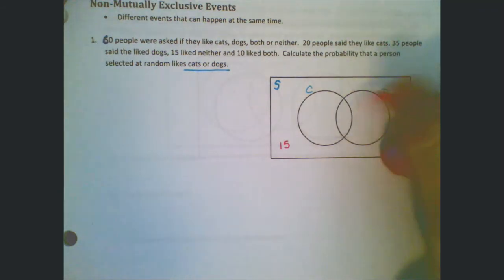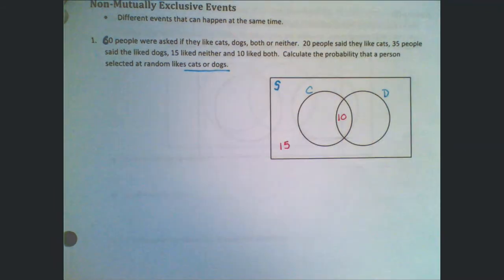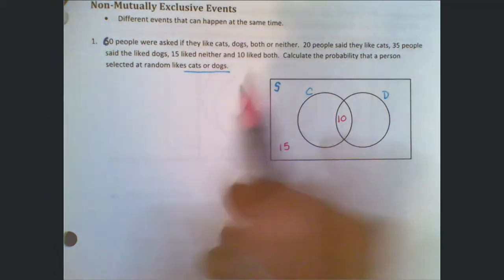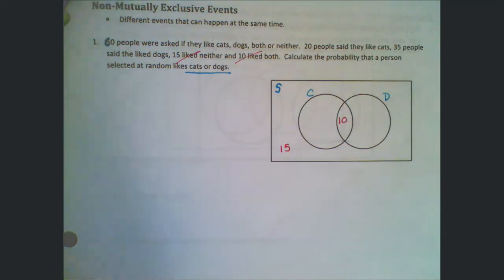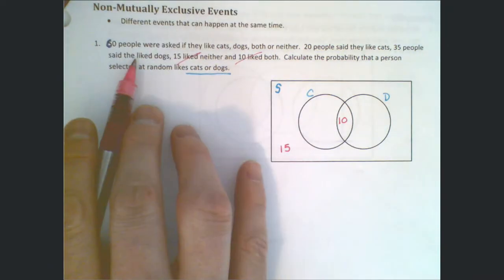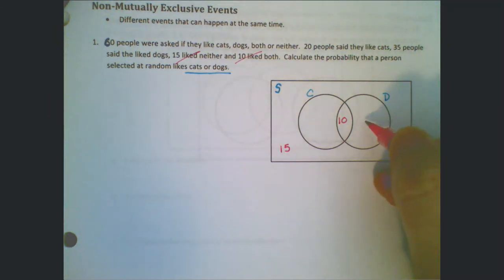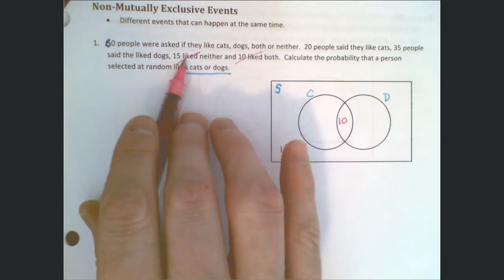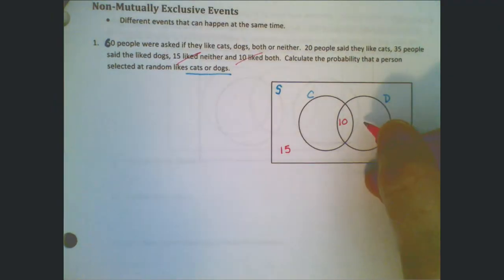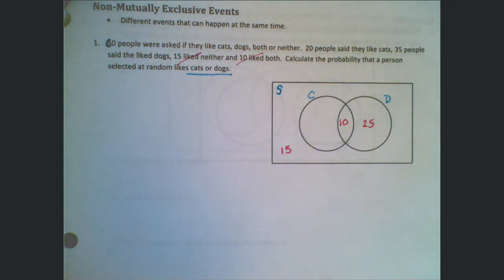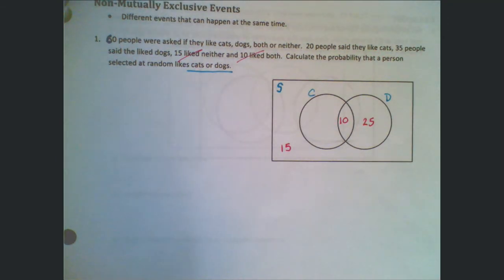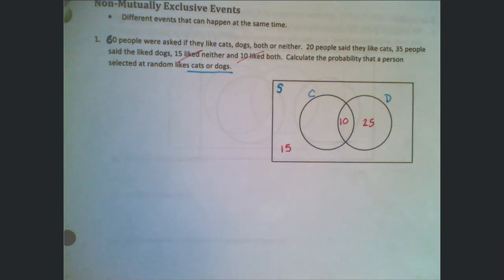10 like both. Where's both? That's cats, that's dogs. Oh, that's easy. That's both there, 10. Next part. So we've got 10 like both, 15 like neither. It says that 35 people said they like dogs. Okay, well here's dogs. Now you might be tempted to write 35 here, but you forget that some of those 35 people also liked cats. So the 35 people that like dogs, and there's 10 that like both, that means that there's really 25 people that only like dogs, and 10 of those people of the 35 like dogs and cats.